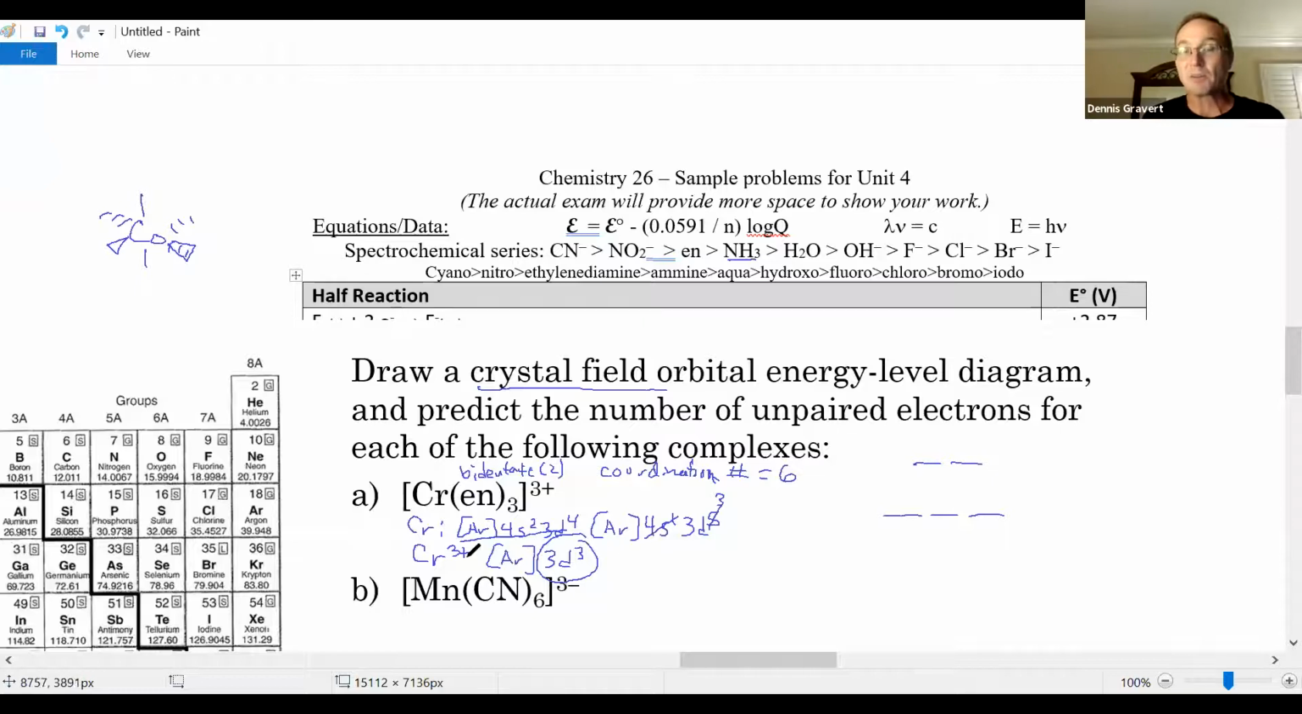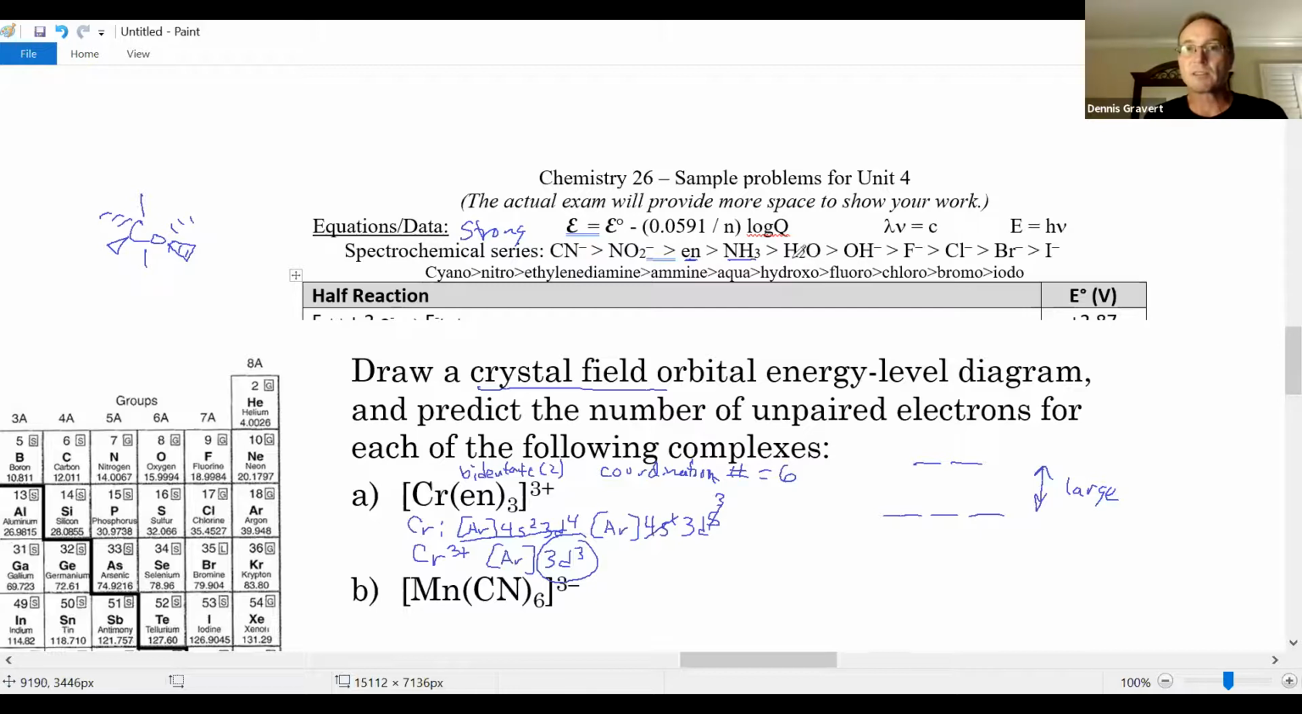Okay, and now that we know it's chromium with 3 d electrons, now we can put them in here. Do we have a big gap or a small gap? Well, the en is before water. So it's a strong ligand, that's what this series means, the spectrochemical series. We got the strong ligands first. So we have a big or large gap, which means you need to pair things up before you start putting electrons up high.